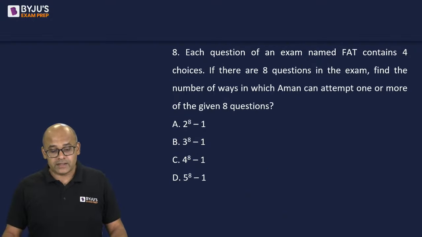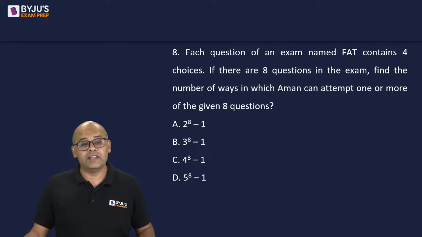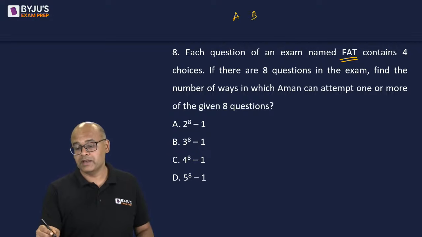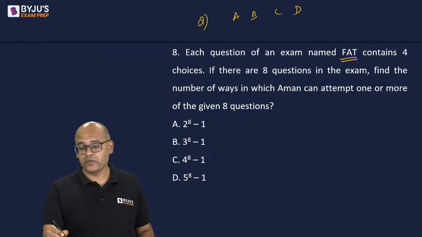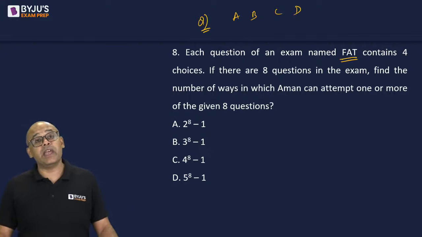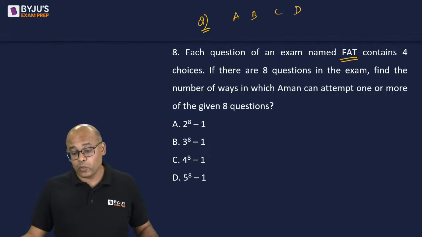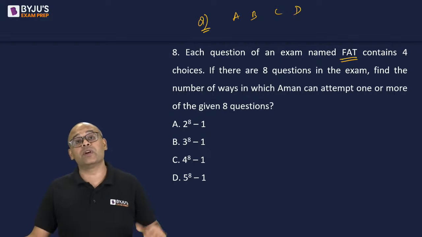Now, if you look at this, once again, a very, very interesting question. Each question of an exam named FAT has 4 options. What is your option? A, B, C, D. A question has 4 options. There are 8 such questions in the exam. Find the number of ways in which Aman can attempt 1 or more of these 8 questions.